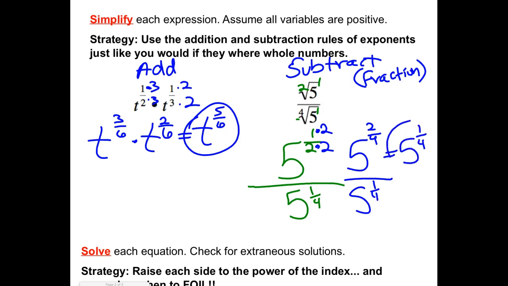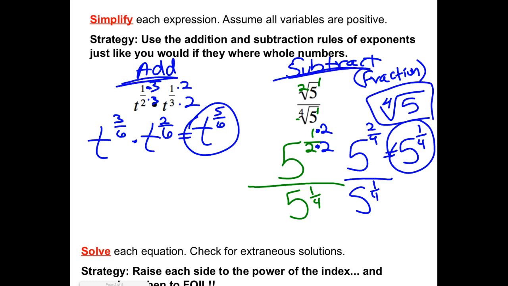Okay, you can leave your answer like this. You could also see, well, if I started in root form, you could also write it like this. These are both good answers, okay? So side by side, you add them on top of each other, you subtract them. If they're written like this in root form, always go fraction first, okay?